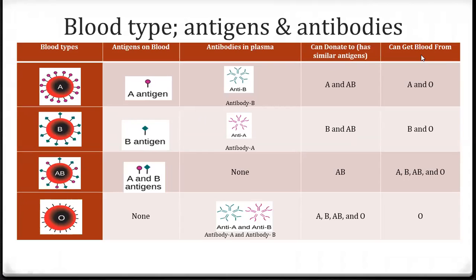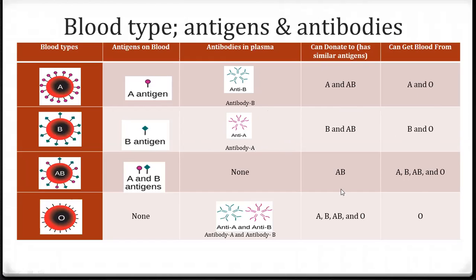Okay, so now we want to know who we can get blood from. So if you are blood type A, you can obviously get from another person with A, but you can also get from O because there are no antigens that would react with the antibody B. So you're able to get blood from O. Same with B. B can get from itself, but it can also get from O because there are no antigens, period, so it would not react with the antibody A.